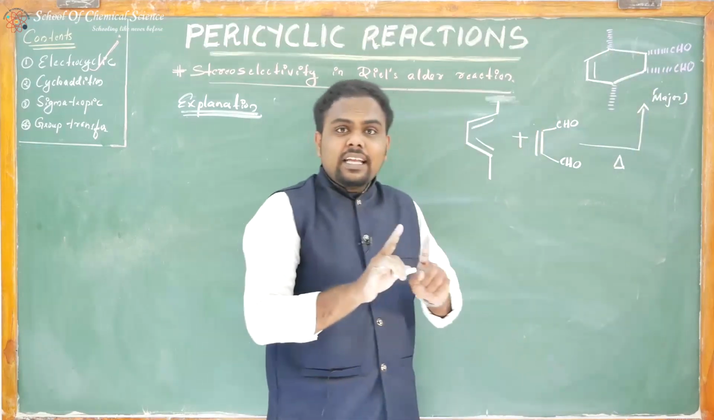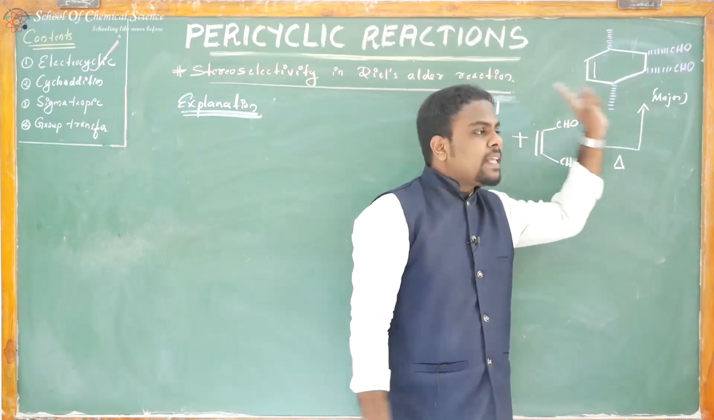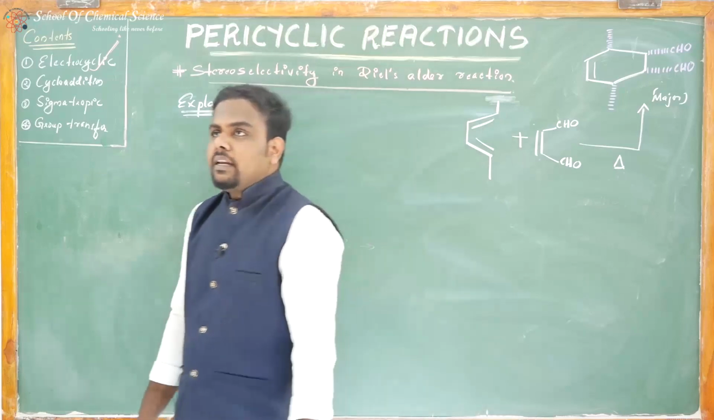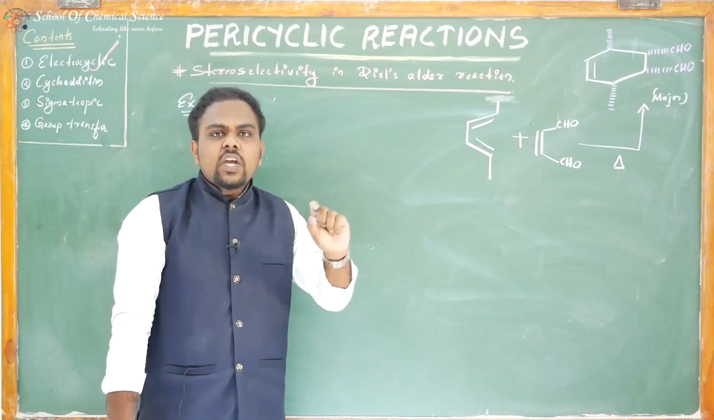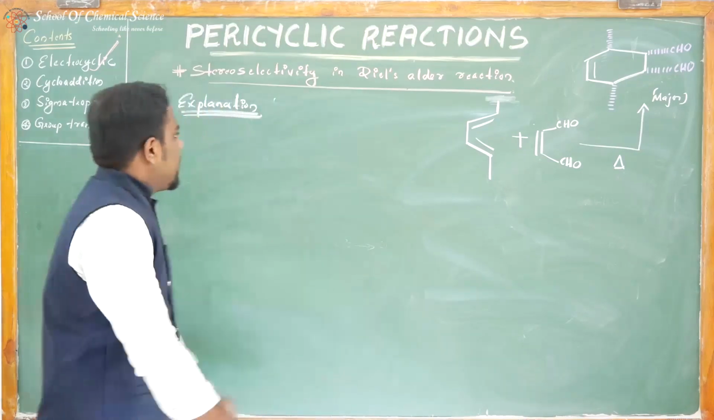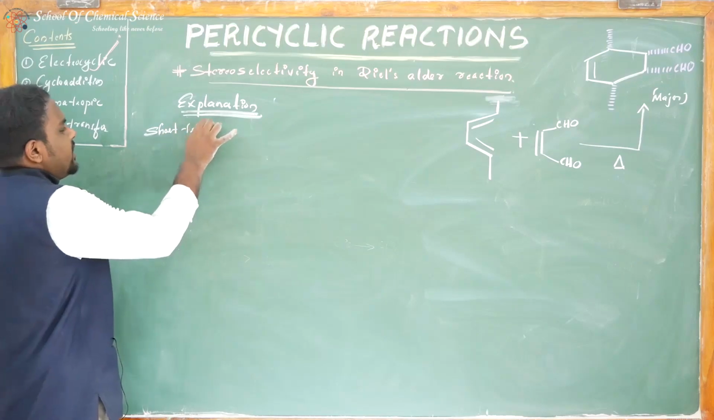Solid line or dash line, that is relative, that depends on. So these two, this is the major product. How can you explain this is the major product? In this type of question, how can you predict the stereochemistry? So, a short trick. The explanation is very complicated.